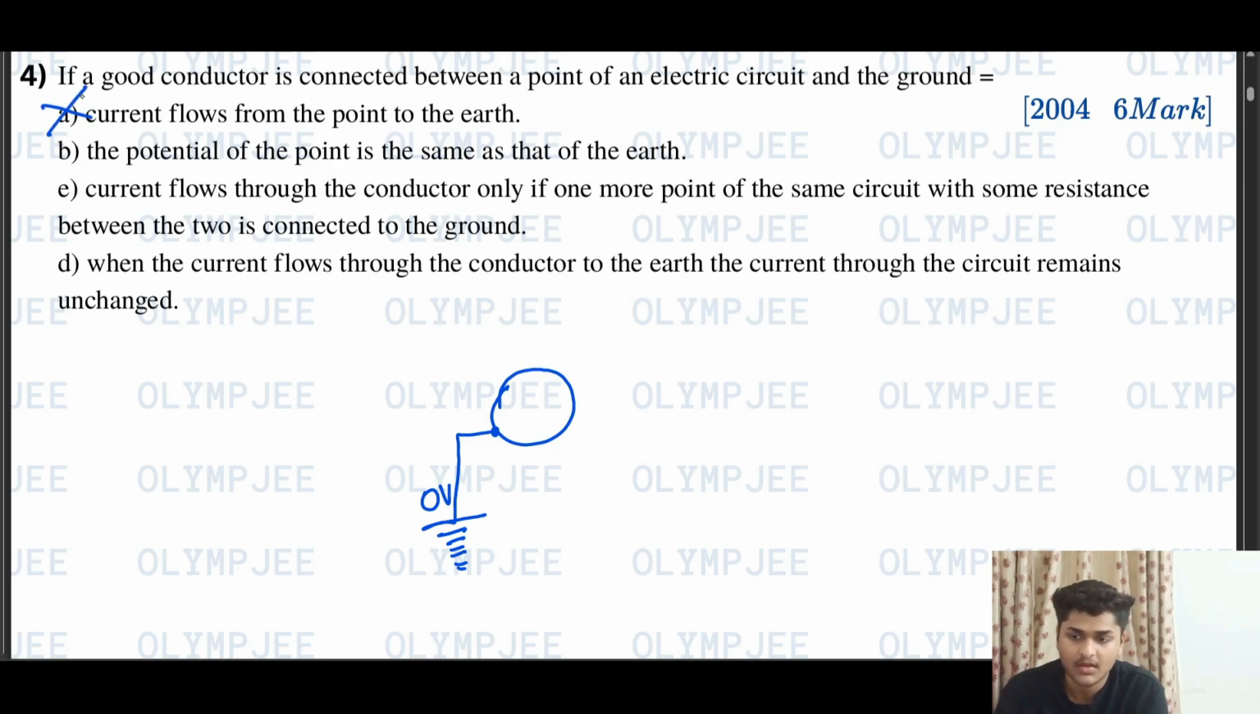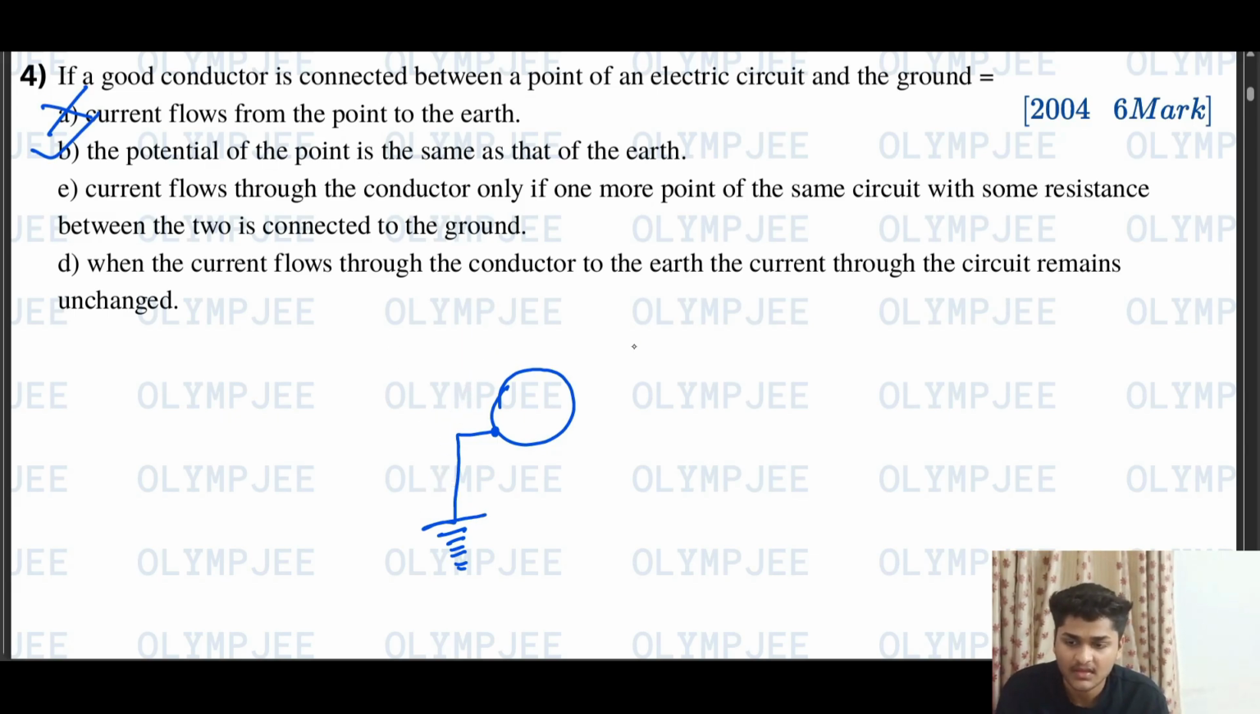So option B says the potential of the point is same as that of the earth. Right. Since we have connected both the points, so this will eventually become 0 potential, because there is no resistance in between them. So this will become equal to this potential. So this is correct.